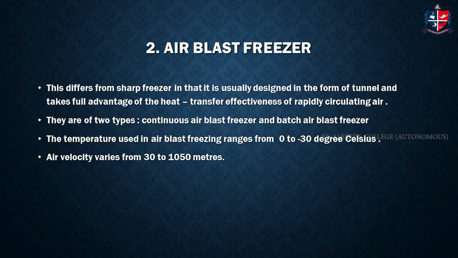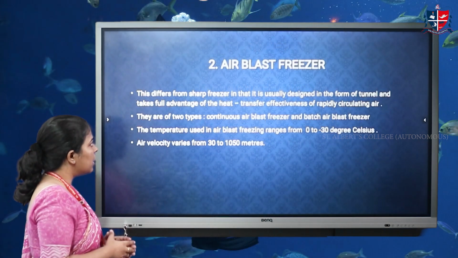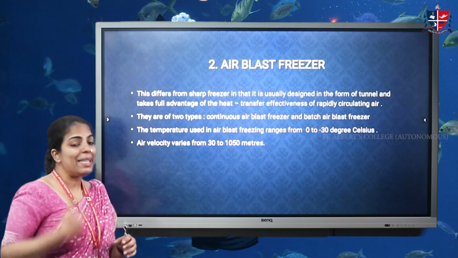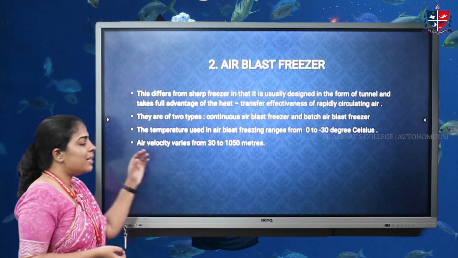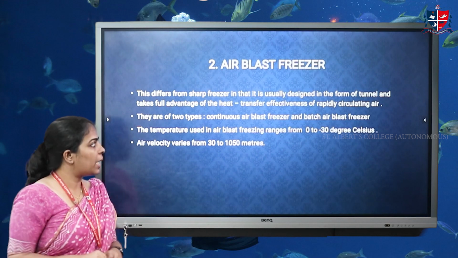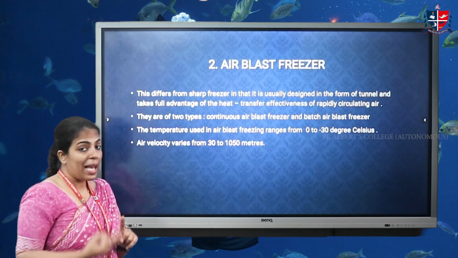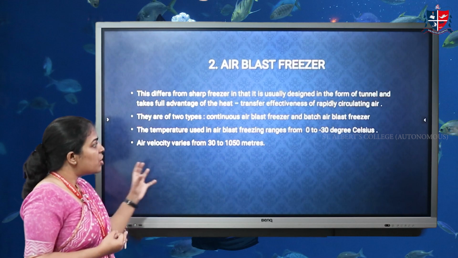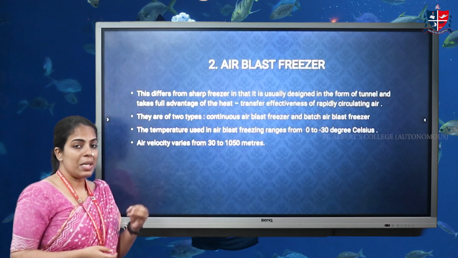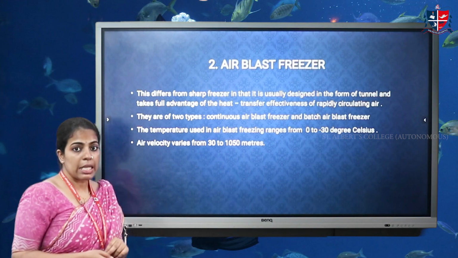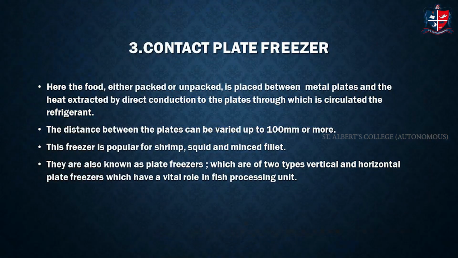Now, next is the air blast freezer. Unlike the sharp freezer, it is usually in the form of a tunnel, where it takes full advantage of the heat transfer effectiveness of rapidly circulating air inside. This air blast freezer is mainly of two types: the continuous air blast freezer and the batch air blast freezer. The temperature used in this freezer ranges between 0 to -30 degrees Celsius, and the air velocity inside is 30 to 1050 meters.